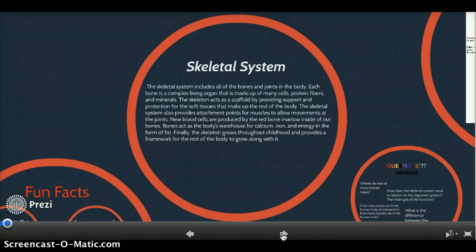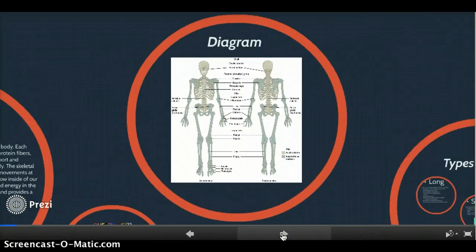New blood cells are produced by the red bone marrow inside of our bones. Bones act as the body's warehouse for calcium, iron, and energy in the form of fat. Finally, the skeleton grows throughout childhood and provides a framework for the rest of the body to grow along with it. Here's a diagram, including everything you wanted to be on the rubric.